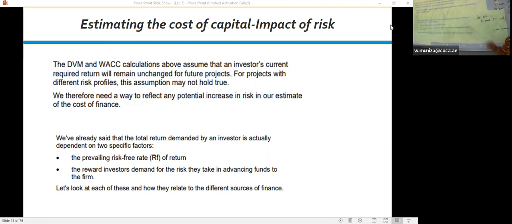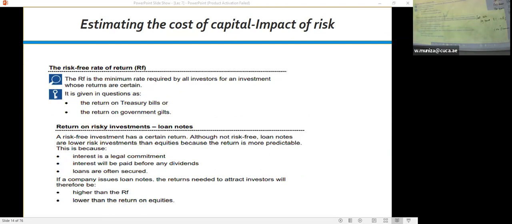This is what they are telling in these two points. Look at each of these and how they relate to different sources of finance. What is risk-free rate of return? Let's see what they say.